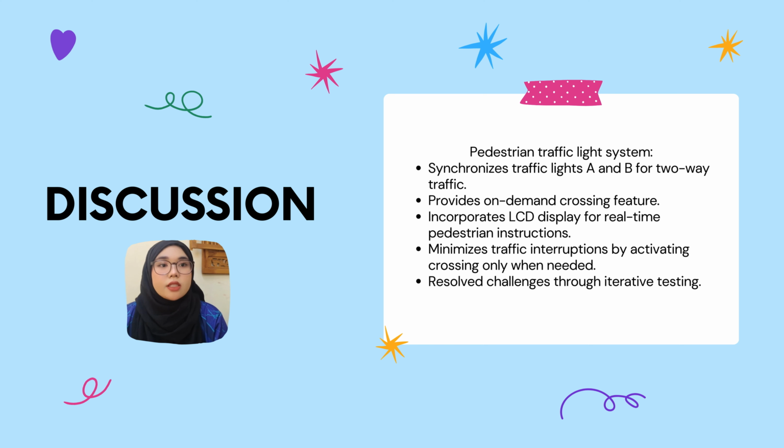The smart pedestrian traffic light system improves safety and efficiency by synchronizing two-way traffic signals and offering an on-demand crossing feature. It turns red for 30 seconds upon button activation, providing real-time instruction and minimizing traffic disruptions. Challenges like timing synchronization and display updates were addressed through iterative testing.